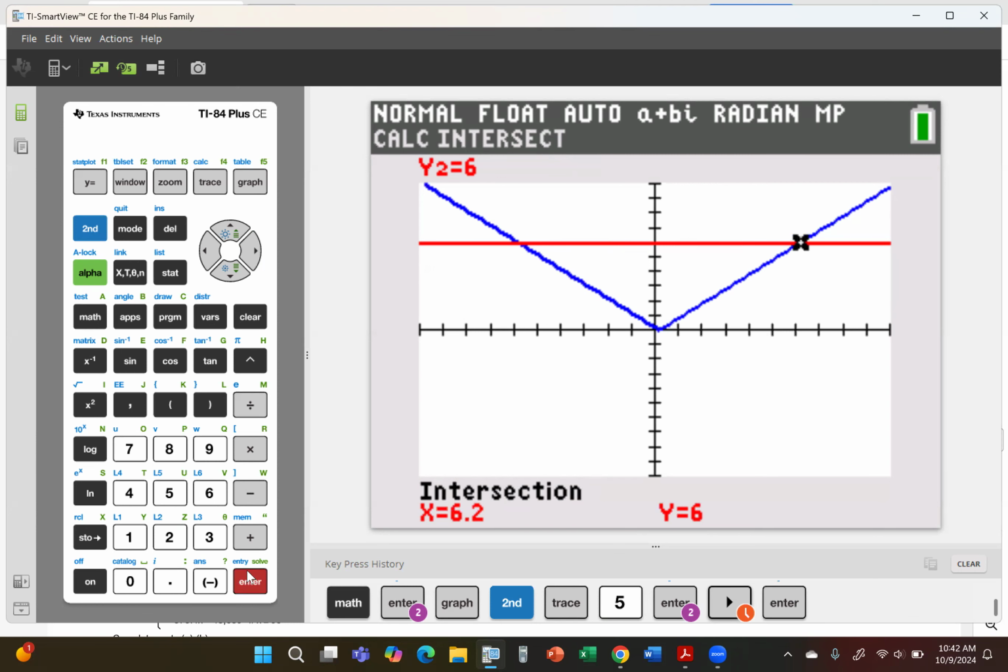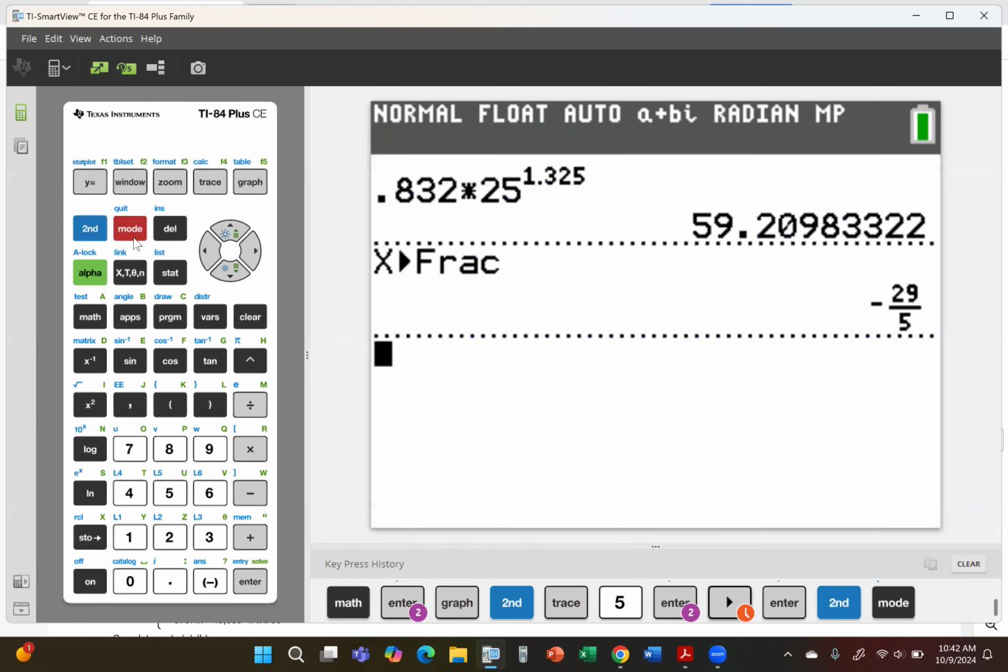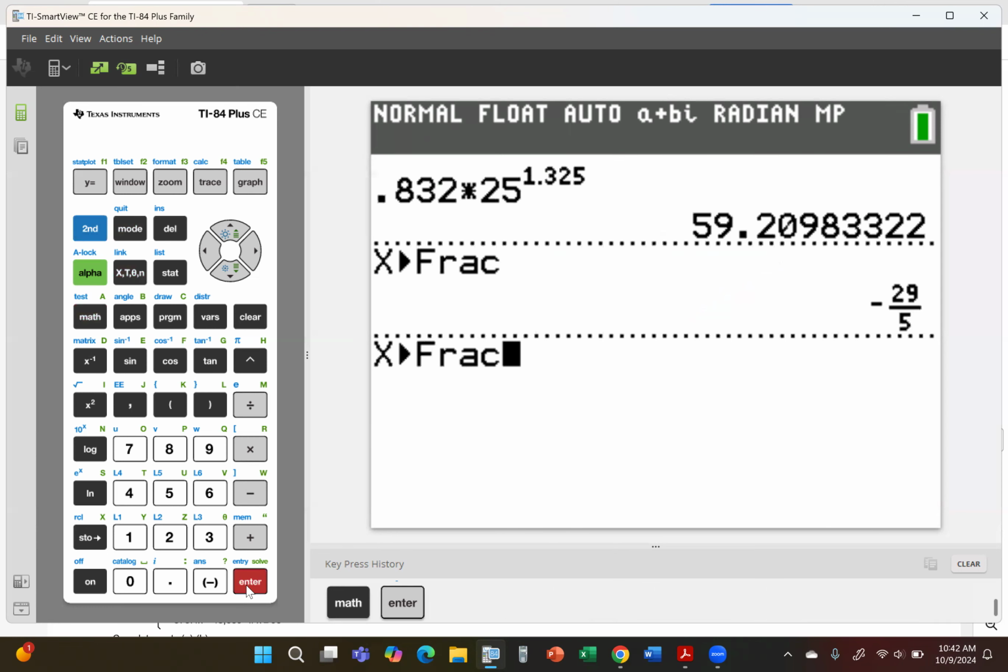6.2. So we're going to change that to a fraction. So we're going to take X, math 1, 31/5. Is that what I got?